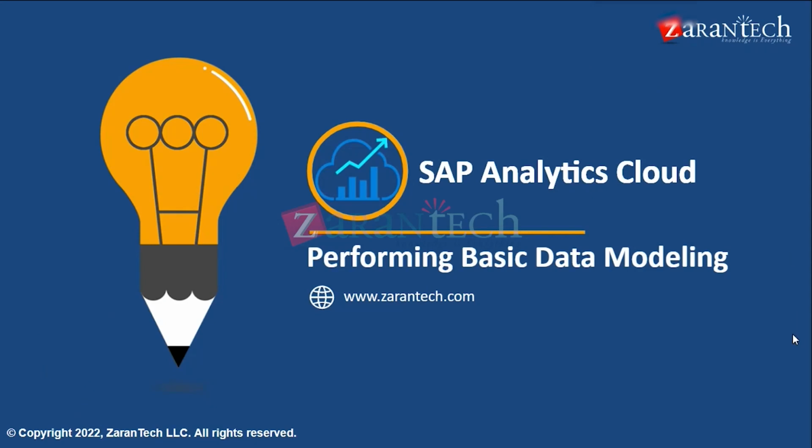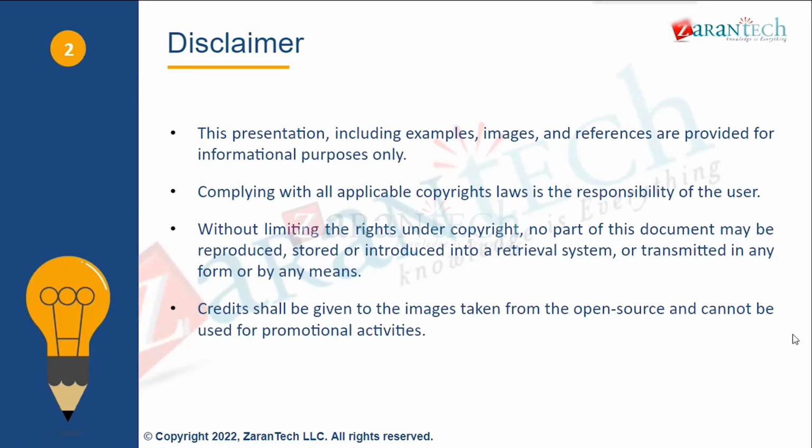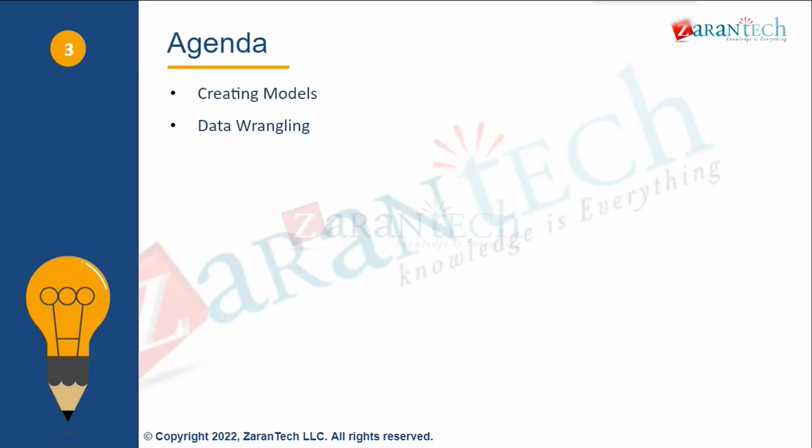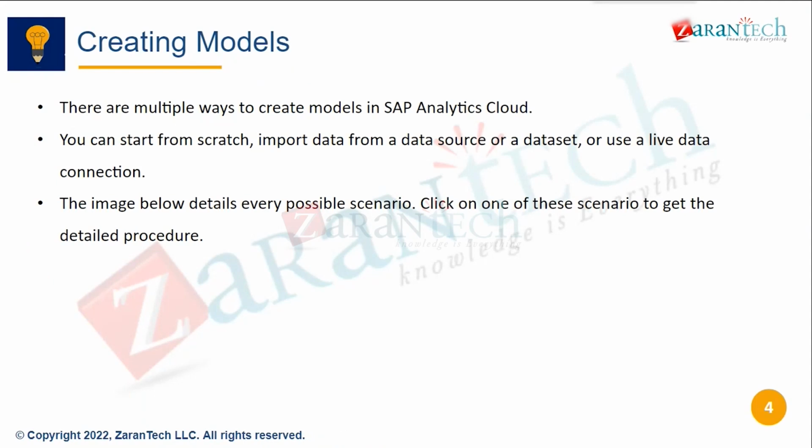So we'll see how to create a model and what is meant by data wrangling. We touched upon data wrangling in the data set yesterday a bit. Data wrangling is nothing but using those smart transformation functions to create, concatenate, replace, all those functionalities. That is called data wrangling.